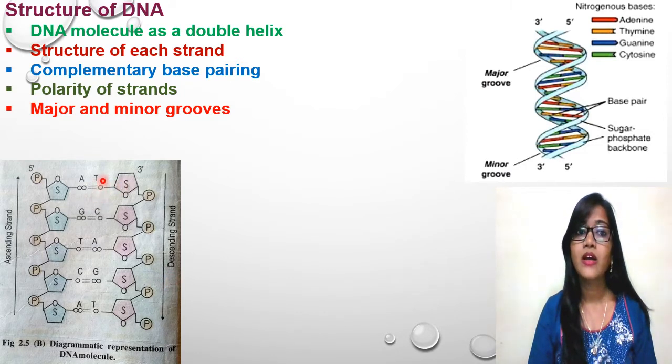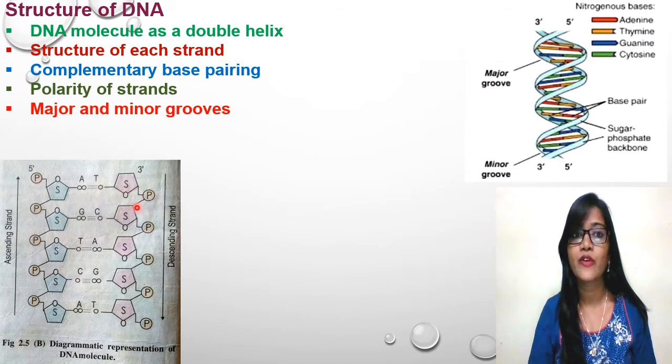Now, this is the nitrogen base, sugar, and the phosphate group. Again, the phosphate group is attached with the sugar. So this is another part of the DNA, the other half of the DNA. Ascending strand and descending strand, and these two strands are paired with each other by the pairing of nitrogen bases. So that's all about this diagram.